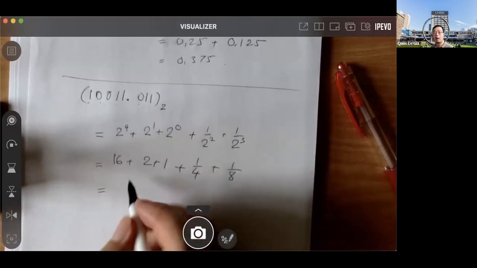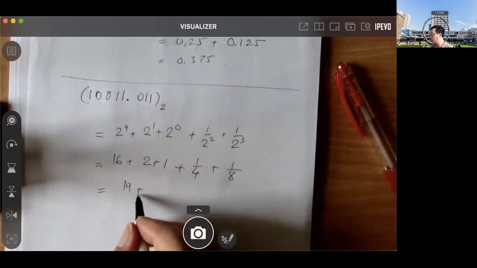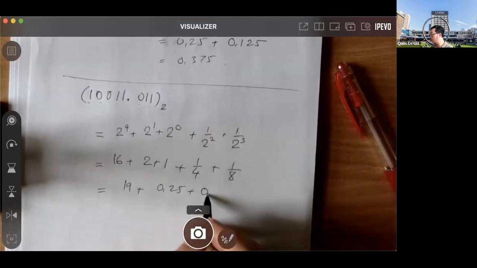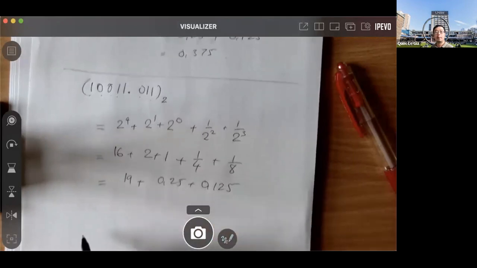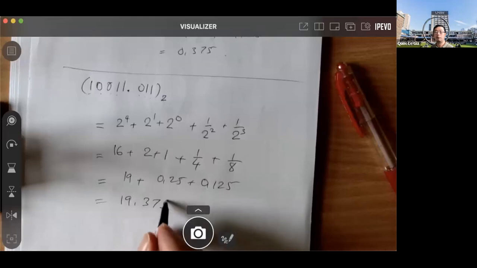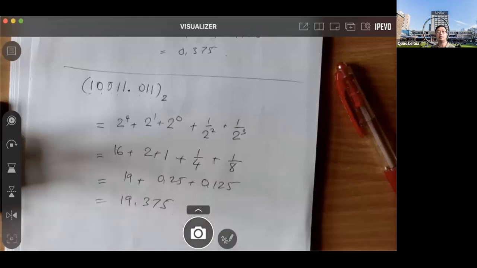So you got 19 plus 0.25 plus 0.125, and 19.375. Okay, so this is an easy process.